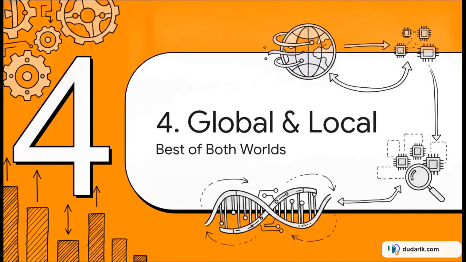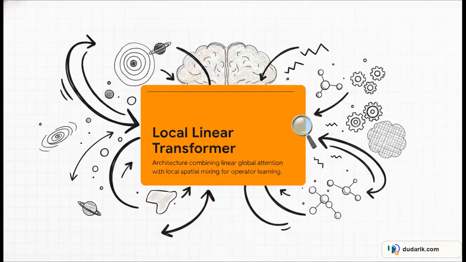Let's dig into how that works in part 4, global attention, local mixing. So how does the LLT architecture actually pull off this linear scaling under the hood? It does it by combining linear global attention with local spatial mixing. It's given us the best of both worlds. In physics, you absolutely need to understand both the macro forces affecting the entire environment and the micro interactions happening right next door between adjacent molecules or mesh nodes. Traditional models force you to pick one or the other or pay a massive computational penalty to try and do both. LLT does both, and it does it efficiently.